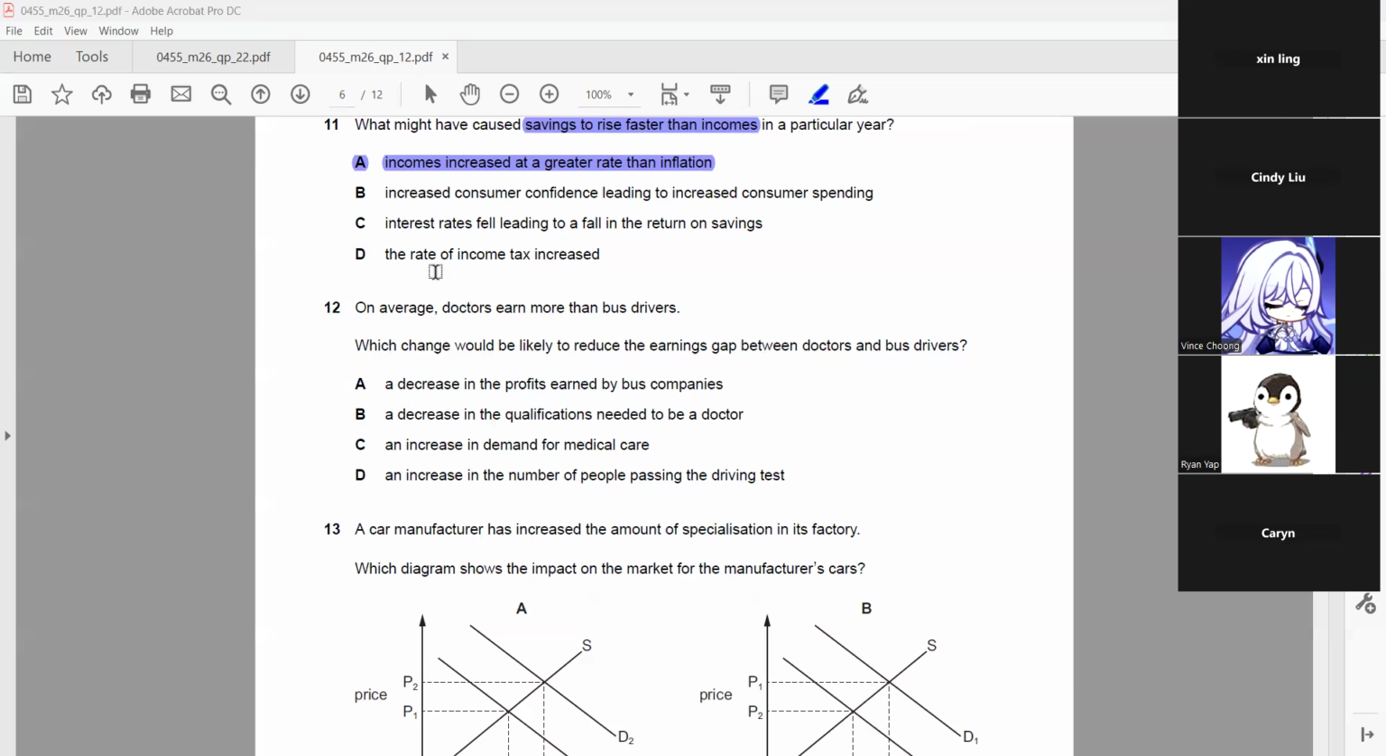You cannot circle D. If the rate of income tax increases, then you have to pay more tax. So therefore, it will cause your saving to fall. So it cannot be D.